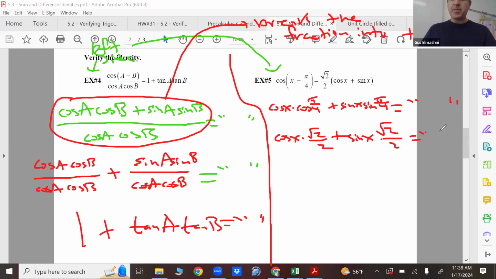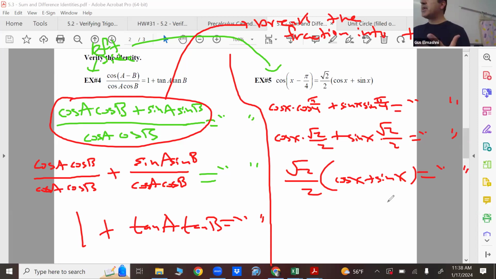What can you factor out from these two? Root 2 over 2. Cos x plus sine x. And we got to verify. So more verification, more of the same process, right?